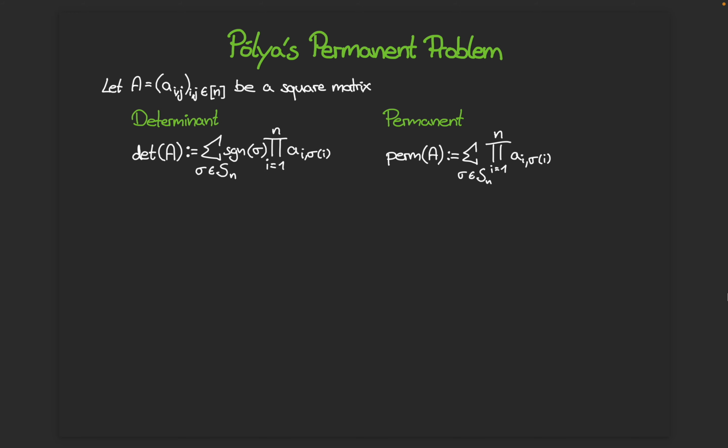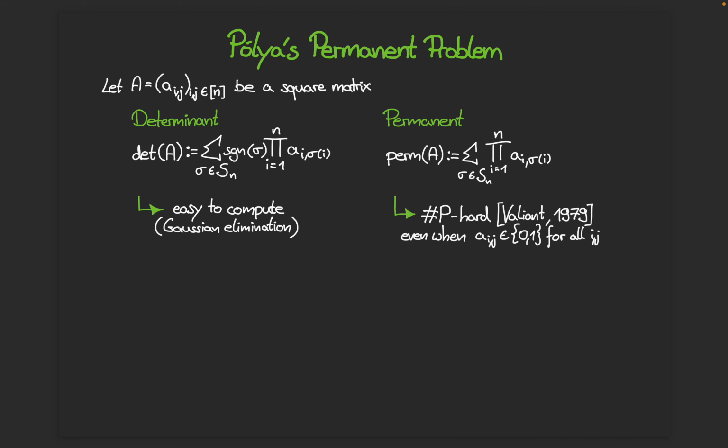These two expressions look at first glance very similar, but at least computationally, they're vastly different. The determinant on the left is a very easy parameter to compute. Just use Gaussian elimination and reduce your matrix. It works perfectly fine. The permanent on the other side is essentially the prototypical #P-hard problem, even if the entries of your matrix are just 0 and 1, where #P is a complexity class for counting problems. So this is a very hard problem to deal with in general.